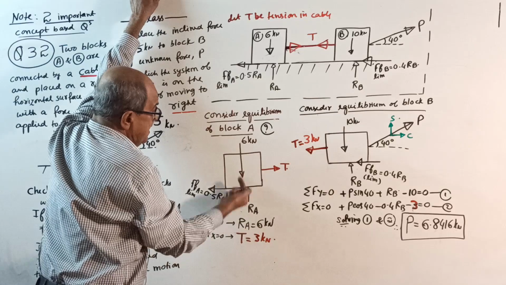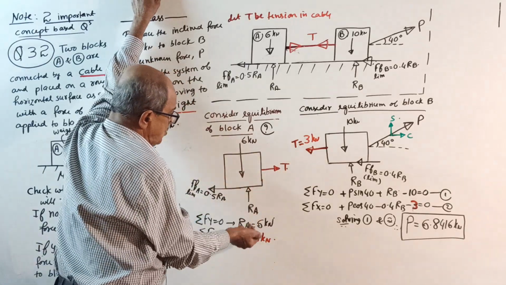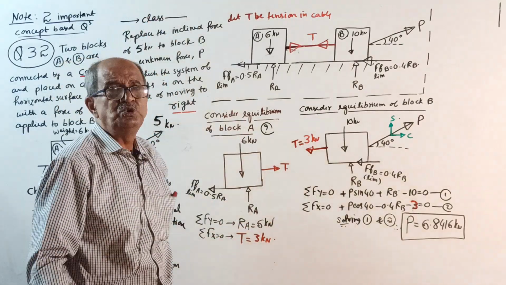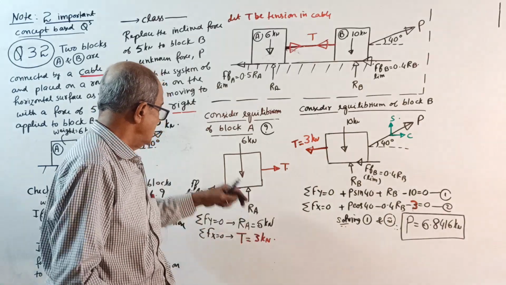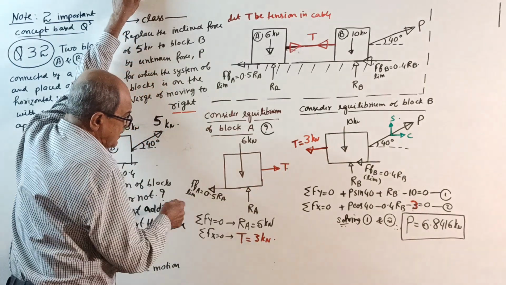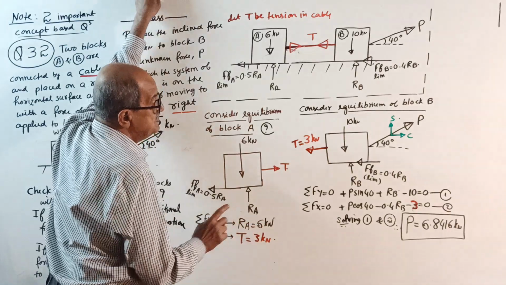6 down, RA up, T and 0.5 RA. Sigma Fy equals 0: RA minus 6 equal to 0. Direct answer, now you should work it out. RA will come 6 kN. Sigma Fx equals 0: plus T minus 0.5 RA equal to 0. Substitute RA as 6 kN, T will come 3 kN.